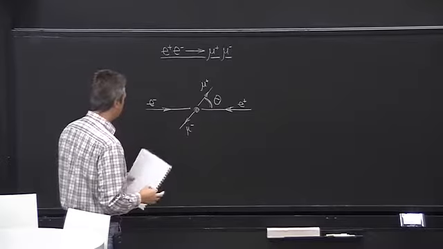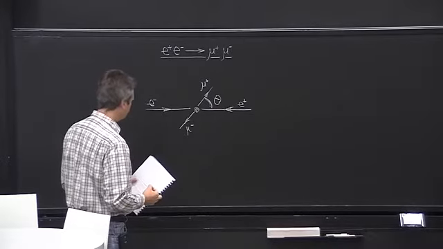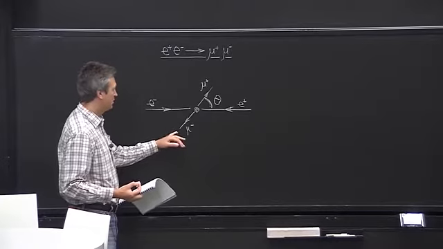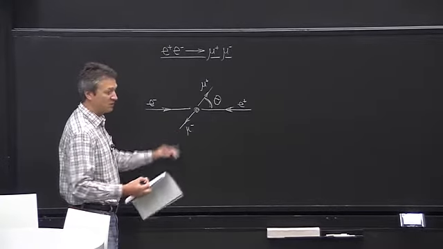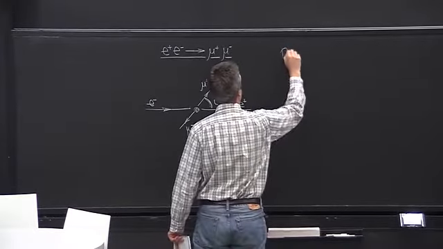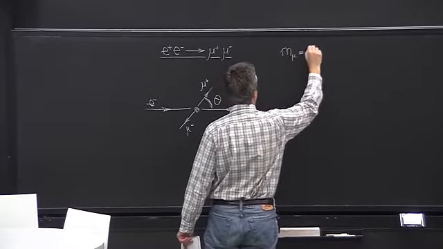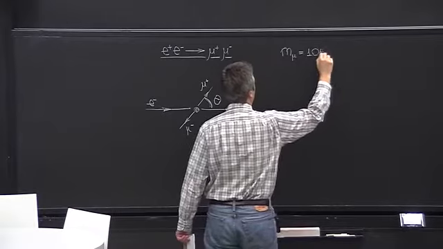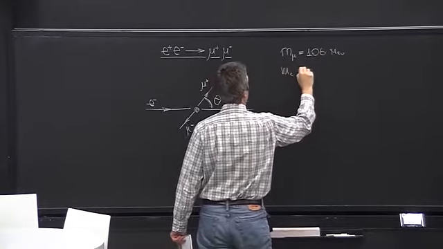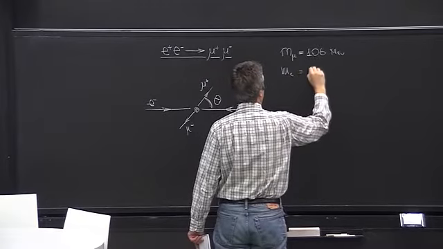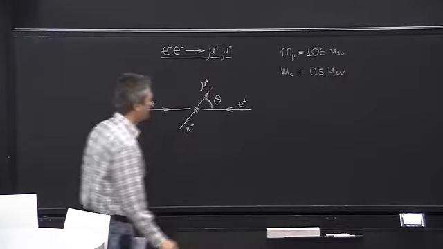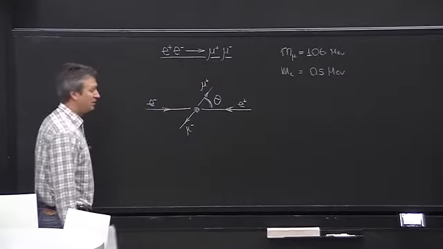Well, muons are twin brothers of electrons, so the only difference is their mass. So they're heavier. The mass of the muon is 106 MeV, and I remind you that the mass of the electron is 0.5 MeV. So they are quite a bit heavier than electrons.